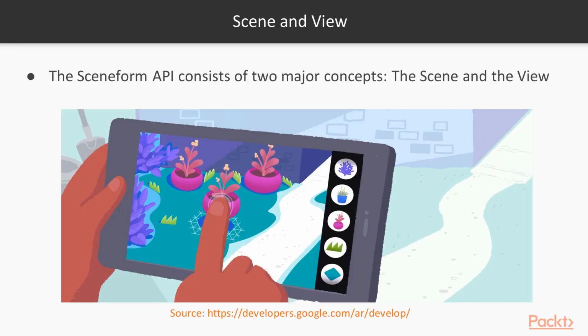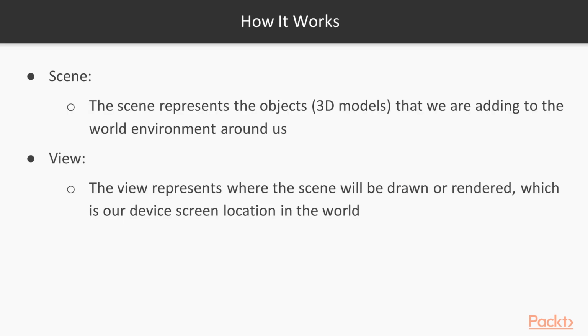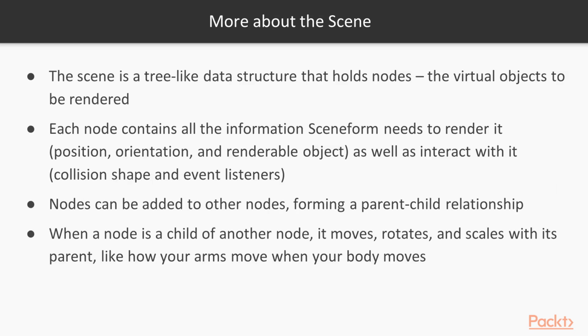So the Sceneform API consists of two major concepts, which are the scene and the view. The scene represents objects, also known as 3D models, that are added to the world environment around us. The view represents where the scene will be drawn or rendered, which is our device screen located in the world. So the scene is like a tree data structure that holds nodes that are virtual objects to be rendered. Each node contains all the information Sceneform needs to render it, including its position, orientation, and renderable objects, as well as interact with it, including its collision shape and event listeners.